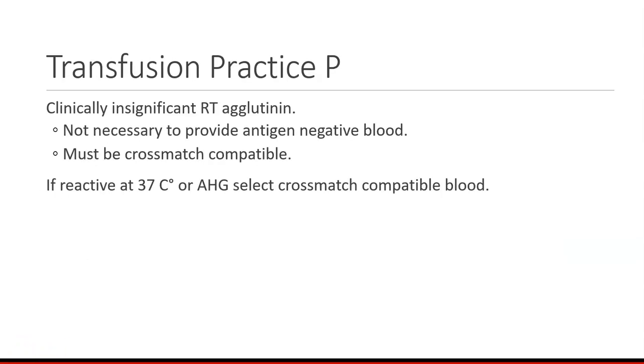Transfusion practice for anti-P1: it's a clinically insignificant room temperature agglutinin. It's not necessary to provide antigen-negative blood. Now, you must confirm that the patient is antigen-negative, because if it turns out they're antigen-positive, then you don't have anti-P1. But donors do not have to be tested. The blood must be cross-match compatible. If the antibody is reactive at 37 or Coombs, then you would not use those units. You need to find compatible blood.